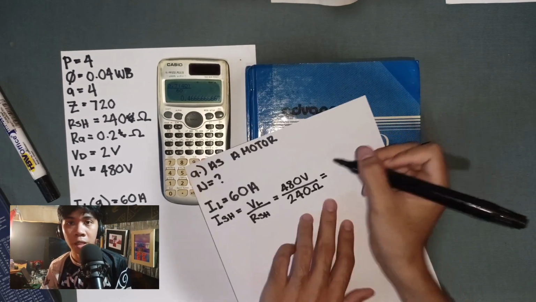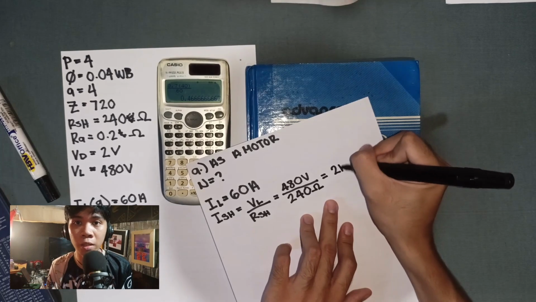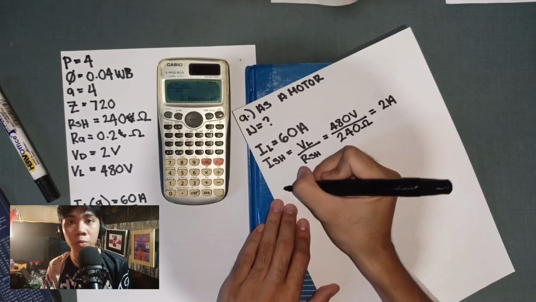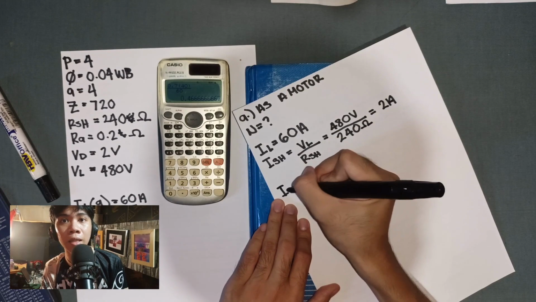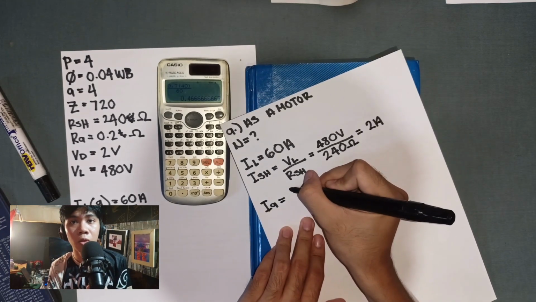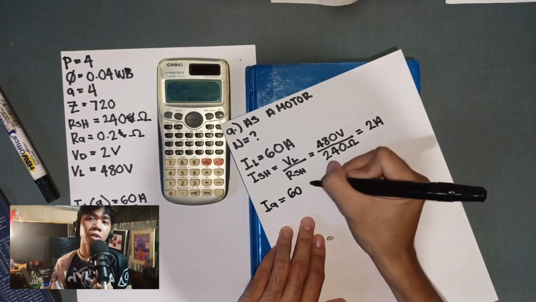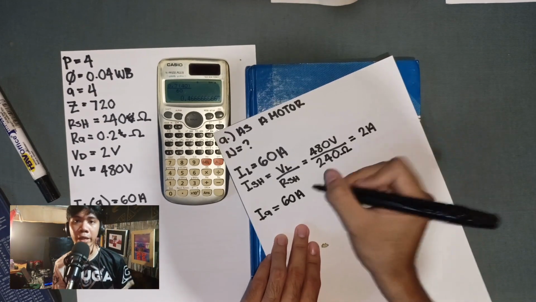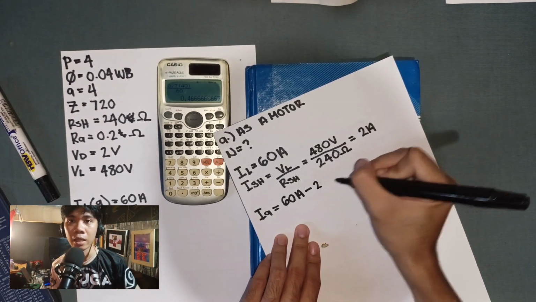So, meron tayong 480 volts over 240 ohms is equal to 2 amperes. Yun ang ating ISH. So, now, sasagutan natin yung IA. Ito yung pinaka-importante. Bakit natin hinahanap ang IA? Kailangan natin siya para sa ating EMF.